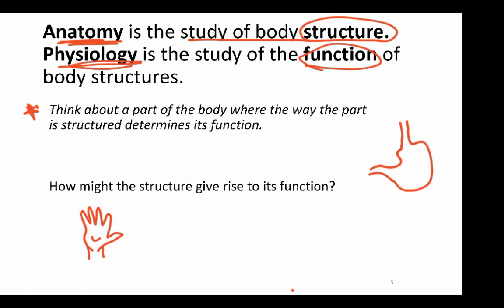All right, so let's talk about the hand first. What is it about the hand that allows it, first of all, what are the functions of hands? What jobs can you do with hands? Well, you can pick things up. You can hold on to things. You can hold your child's cheek so that you can give them a kiss on the head. And all of those things are made possible by the structure of our hands.